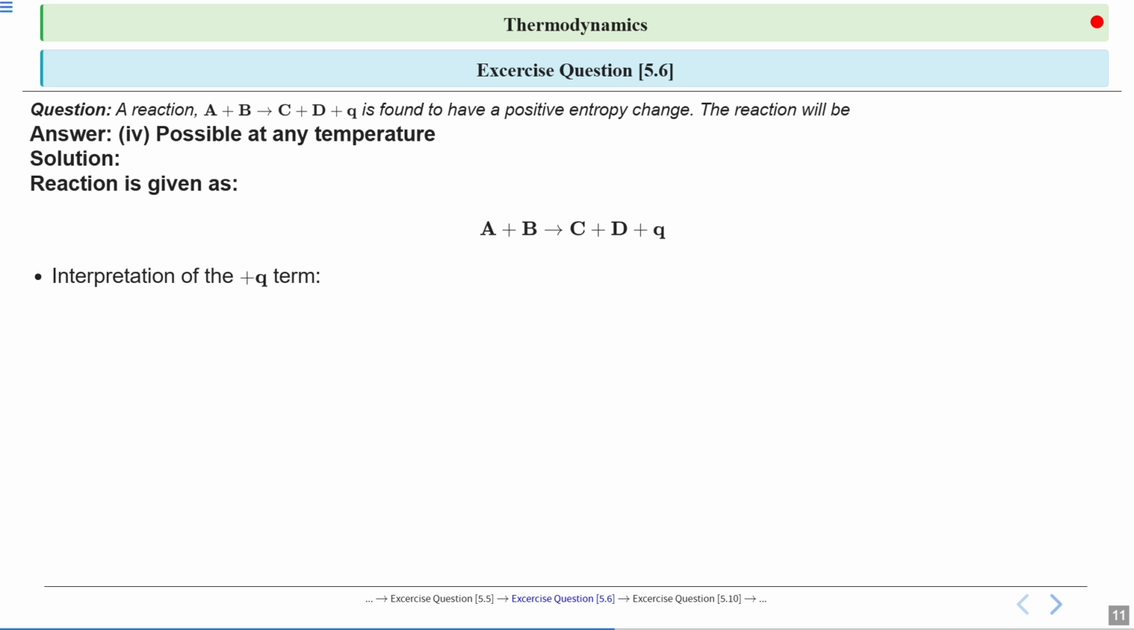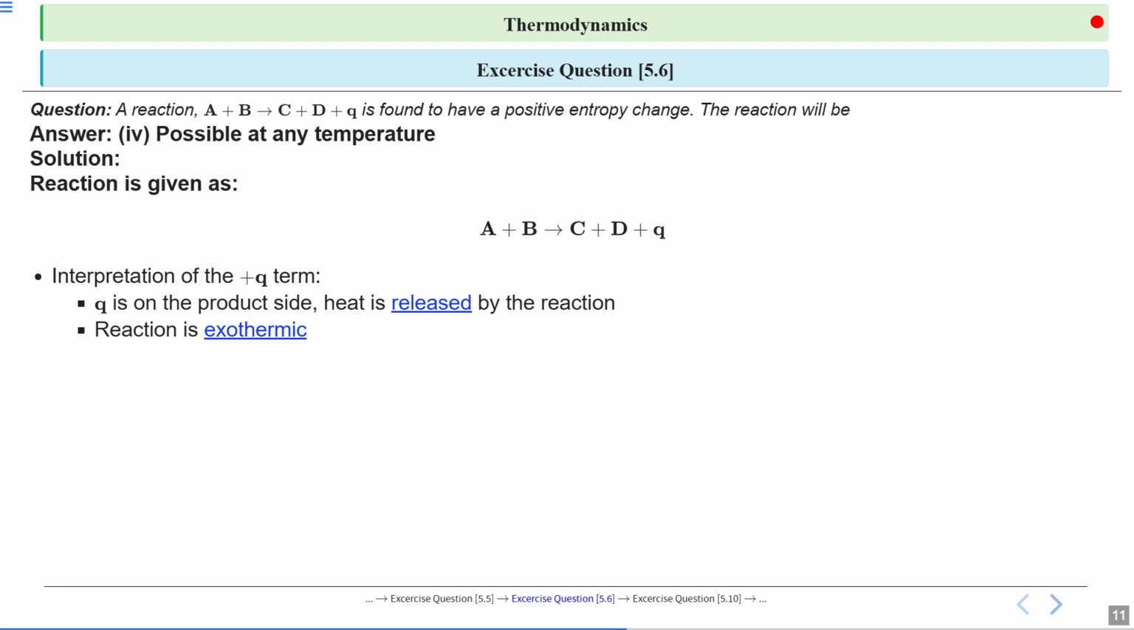Now, if I start from the first information, which is plus Q, then we can say that since heat is released in the reaction, your reaction is exothermic. Okay, so this will be very true. As the heat is released, the reaction will be exothermic in nature. That means your delta H is negative. Next is the entropy. It is already given in very clear words that your entropy change is positive. Therefore, delta S will be greater than 0.